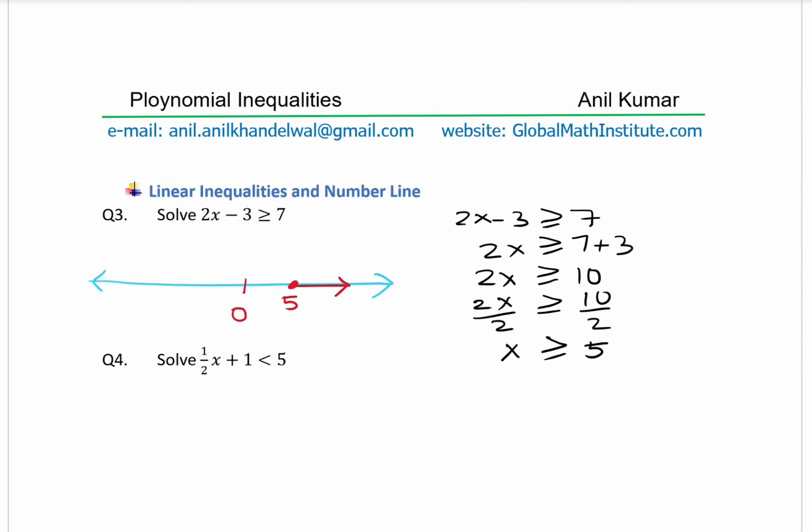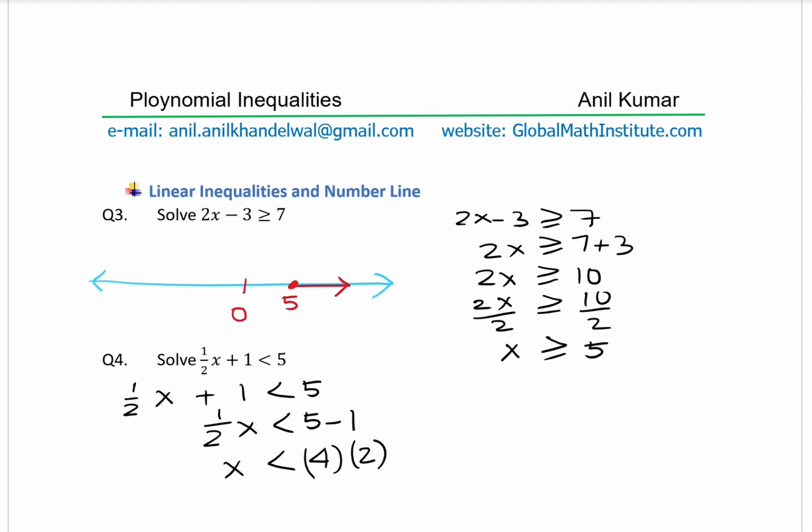So it is half of x plus 1 less than 5. So let me write down here half of x plus 1 less than 5. So we'll take 1 to the other side and we say half of x is less than 5 minus 1, and then we say x is less than 5 minus 1 is 4, and we are multiplying this 4 by 2, and we have our solution that x is less than 8.